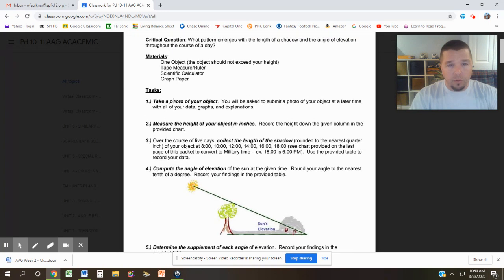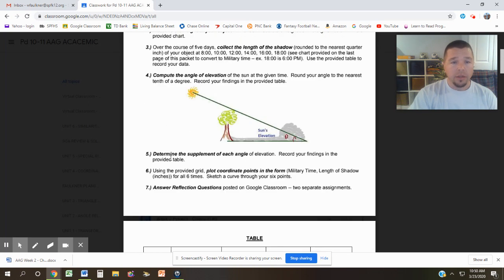So, guys, I tried to make the quick ideas bold. So what are we going to do? You're going to take a photo of your object. You're going to measure the height of your object in inches. You're going to collect the length of the shadow. You're going to compute the angle of elevation. You're going to determine the supplement of each angle. You're going to plot those points on a graph, and you're going to answer reflection questions.